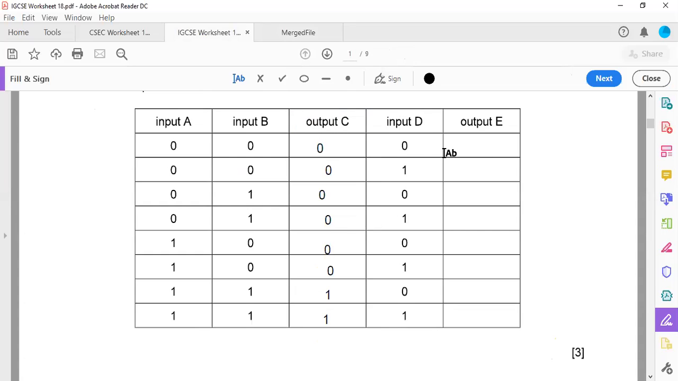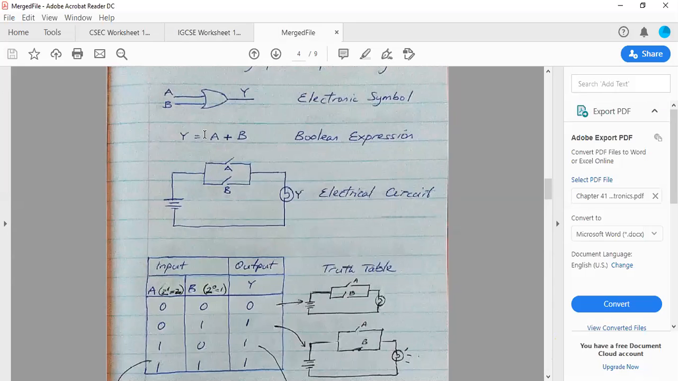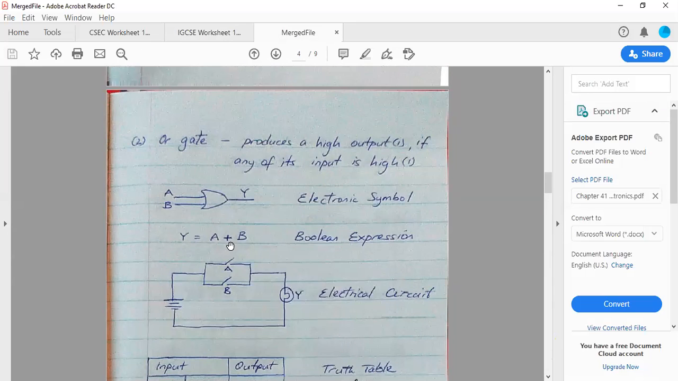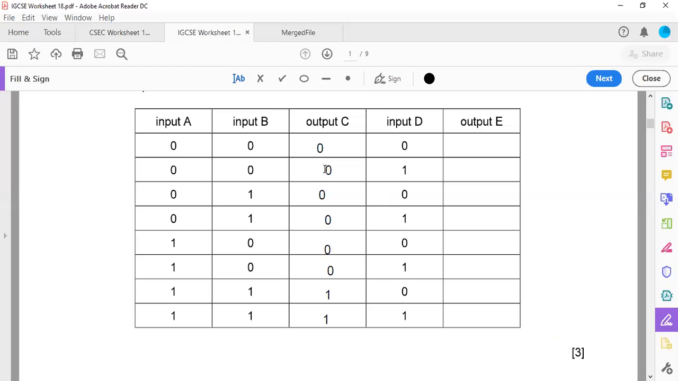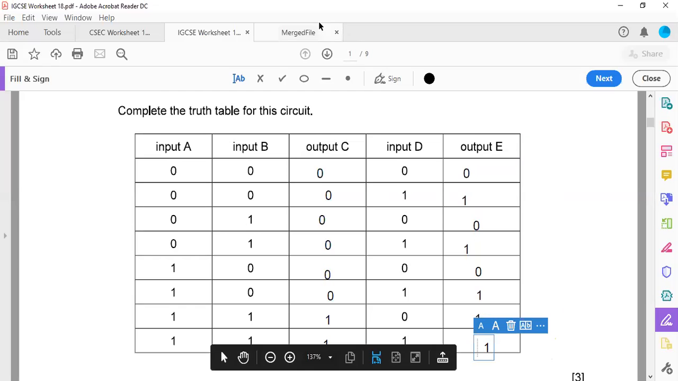So once the output has 1, we go back to the OR gate. The condition is you have to add them. So A or B, so add. Going back to additions. So 0 add 0 is what? 0. Good. 0 add 1 is 1. 0 add 0 is 0. 0 add 1 is 1. 0 add 0 is 0. 0 add 1 is 1. 1 add 0 is 1. And 1 add 1 is 1.